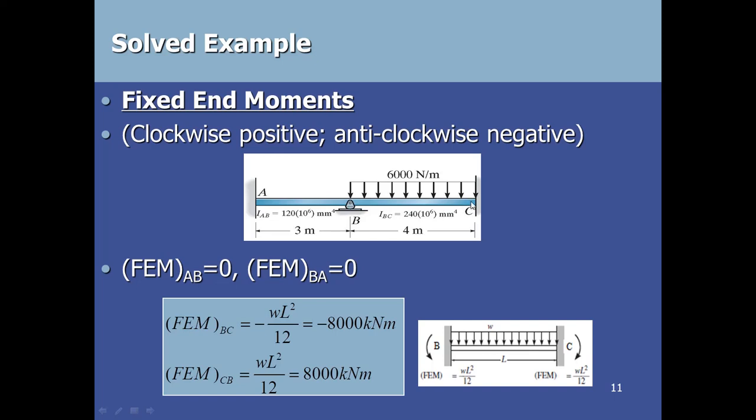Now we come to this part, BC. BC is like this case, so I have selected from that table of fixed end moments. So at B there will be a moment of WL square by 12, but it will be in the anti-clockwise direction, and at C it will be in the clockwise direction, WL square by 12. But according to our sign convention, I have taken here as minus WL square by 12. The value of W is this UDL substituted here, and fixed end moment for CB is 8000 kilonewton meter.